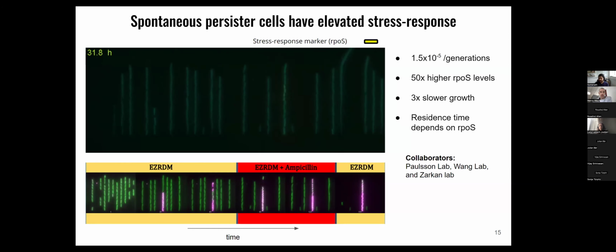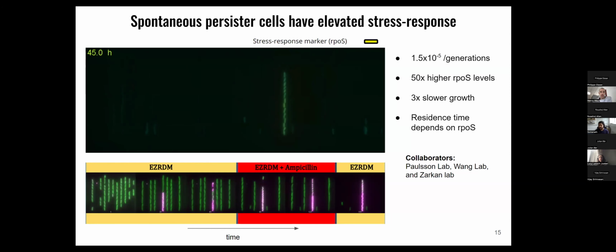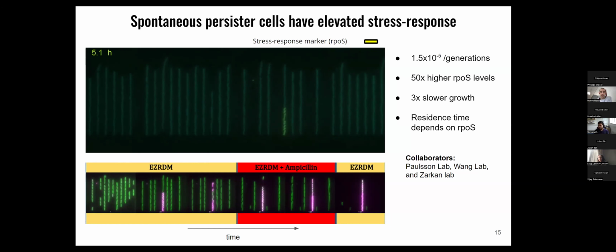So this is an illustration where this kind of high throughput device with automated analysis can actually enable us to study what the physiological markers are for type 2 persisters, or spontaneous persisters, and now we can look into the gene regulation mechanisms that underlie the emergence of these types of cells.